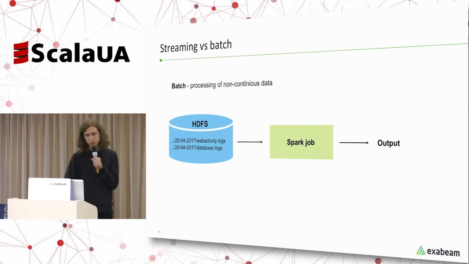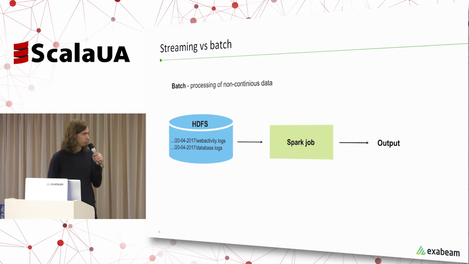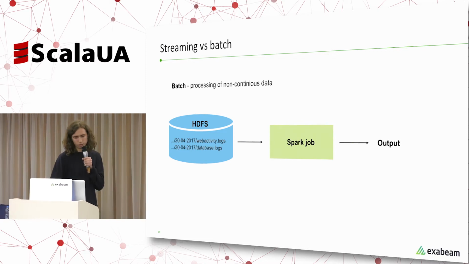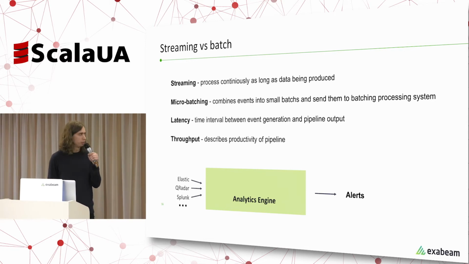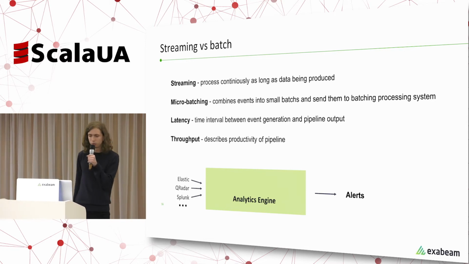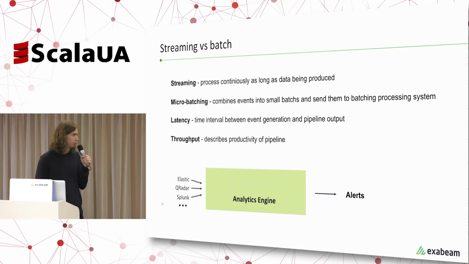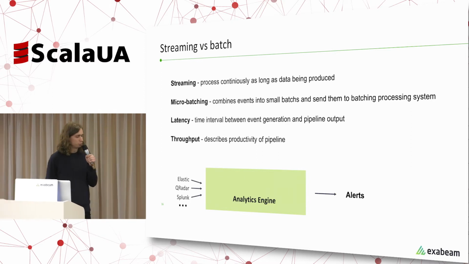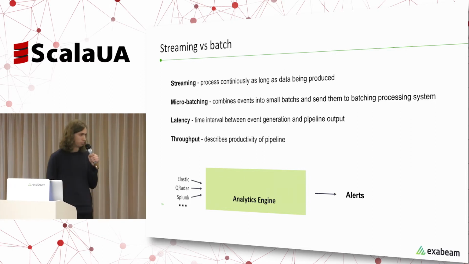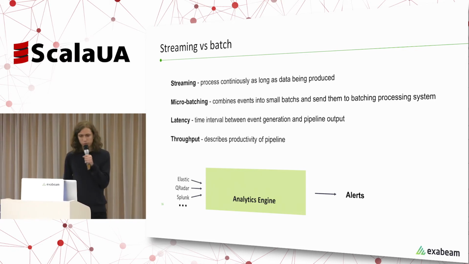But for some problems, we want to process our data in real time as soon as it's been produced. So in contrast to batch, streaming pipelines require continual input and usually process one event at a time. But it's not true for all frameworks. Some of them, for example Spark Streaming, use micro-batching. Micro-batching is a technique where we combine some events into small batches and deliver them to a batch processing framework.